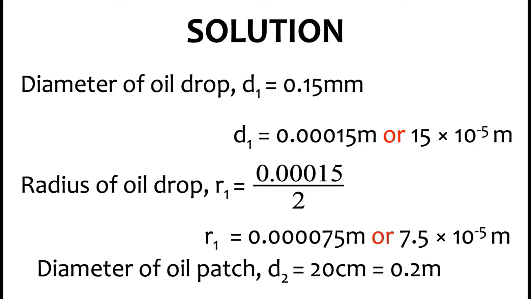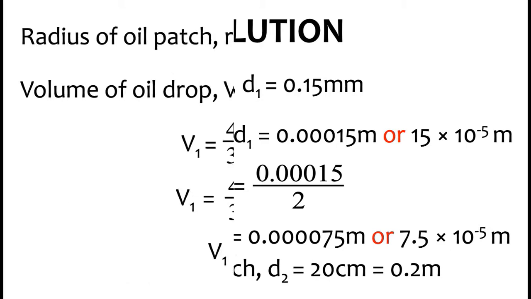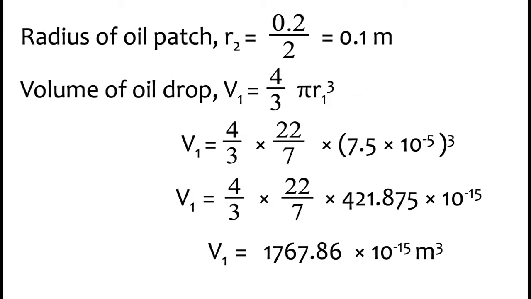We have the diameter of oil patch D2 equals 20 centimeter. Converting to meter, we will have 0.2 meter. Now, the radius of oil patch R2 will be the diameter of the oil patch divided by 2, which is 0.2 divided by 2, and that gives us 0.1 meter.